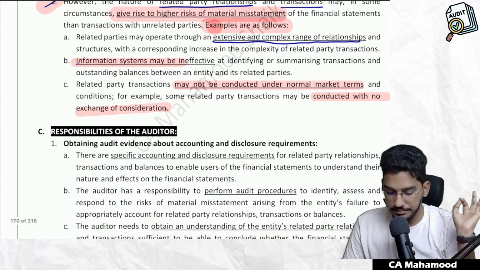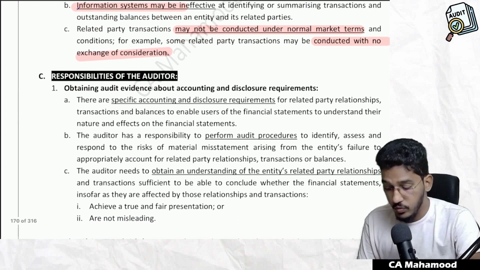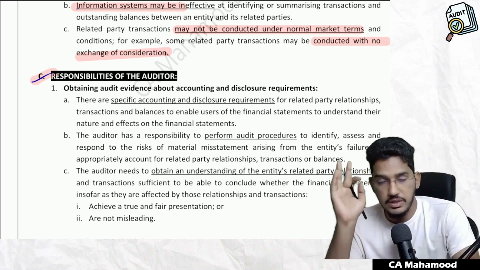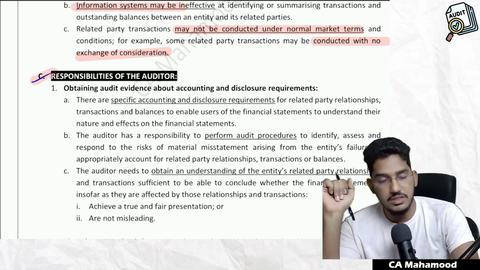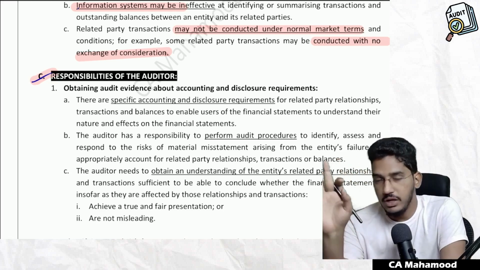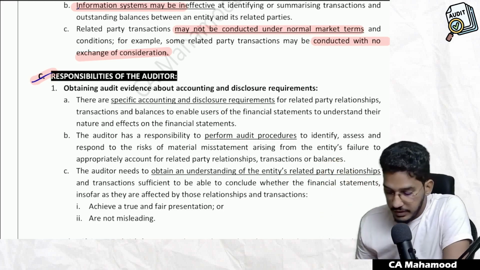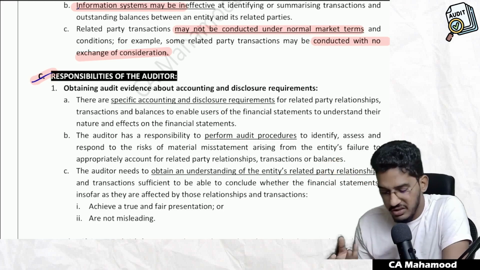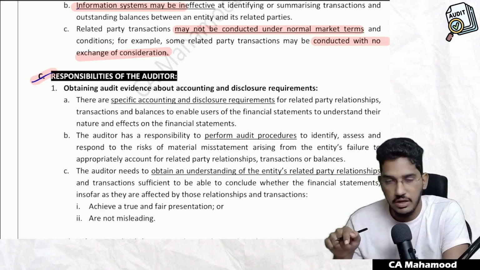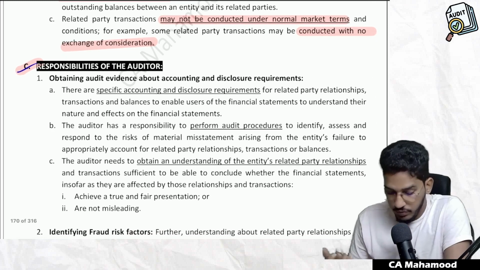Clear and comfortable? Since we have seen the nature of related party transactions, let us now try to understand the responsibilities of the auditor. As I've already told you, as an auditor, your responsibility is to obtain audit evidence on whether the accounting and disclosure requirements as per the applicable financial reporting framework are fulfilled or not. That's what they try to say in complex sentences. The concept is very easy. This is the underlying statement they want to make. But as we all know, they don't say it in a straight way. They have to go around and say it. The same thing will happen here also. Let me prove it.